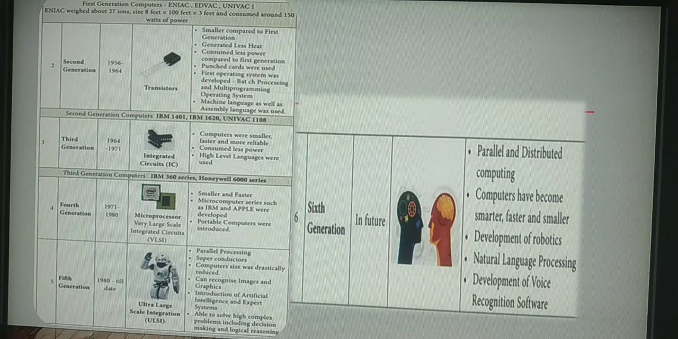No need to draw the diagrams and all. Just specify what components are used. Here you specify just the microprocessor, here ultra large scale integration, here integrated circuits, here transistors. That alone you mention, and no need to have doubt about whether to draw the diagram, just put a hyphen. Yes, this is the way you have to write this 5 mark question.